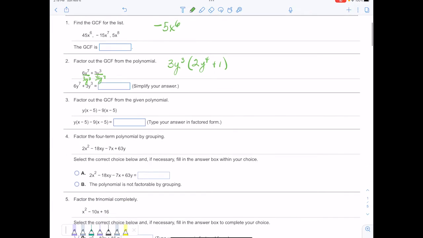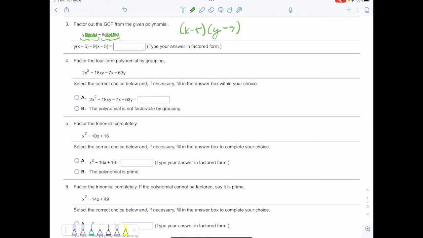In number 3, I'm factoring out the greatest common factor again. So if you break this problem down, if you notice, both pieces have an x minus 5. And if I factor out an x minus 5 out of the first two terms, I'm going to just be left with y. And if I factor the x minus 5 out of here, I would be left with the minus 9.